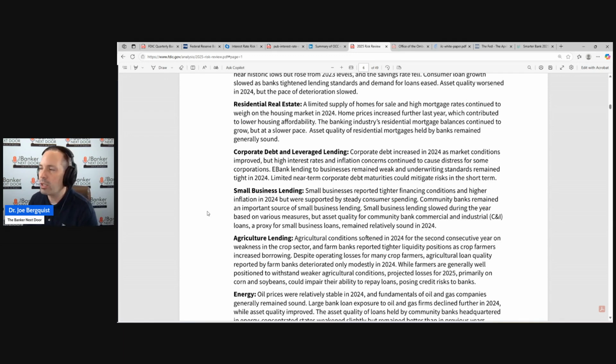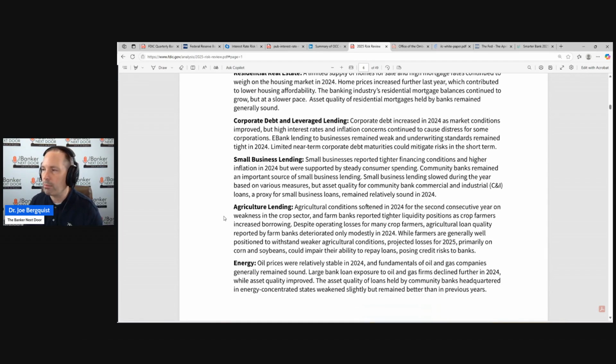Corporate debt and leveraged lending. So corporate debt increased in 24 as market conditions improved, but high interest rates and inflation concerns continued to cause distress for some corporations. Bank lending to businesses remained weak and underwriting standards remained tight in 24. Limited near-term corporate debt maturities could mitigate risks in the short term.